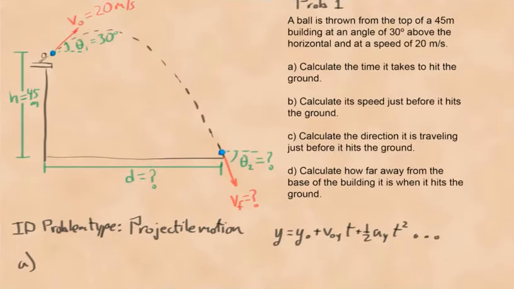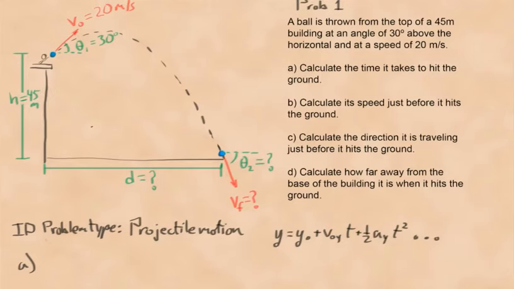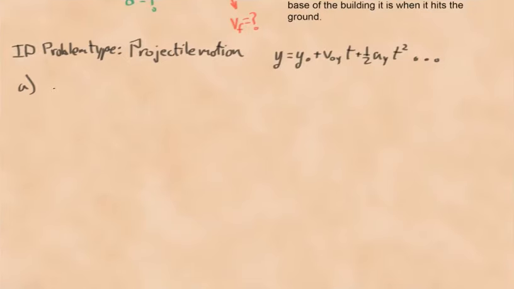One of the things we need to do is put an origin, a coordinate system, on this picture, if one is not already given to us. So let's put our origin down here. This is positive x, and this is positive y. Now, given that coordinate system, I can say that my final y position is 0. My initial y position is a positive 45.